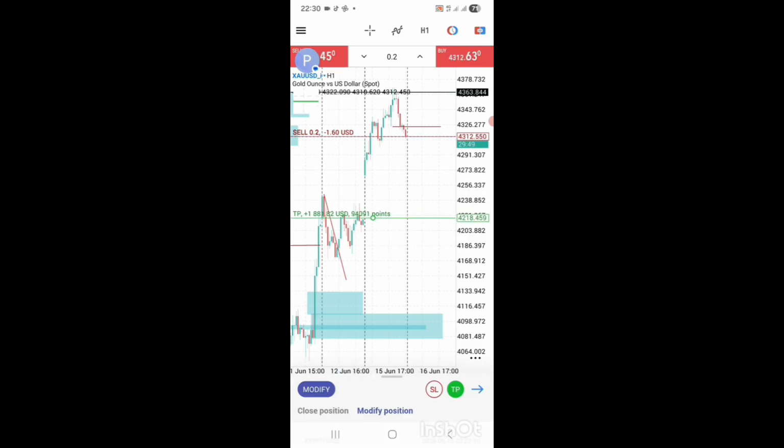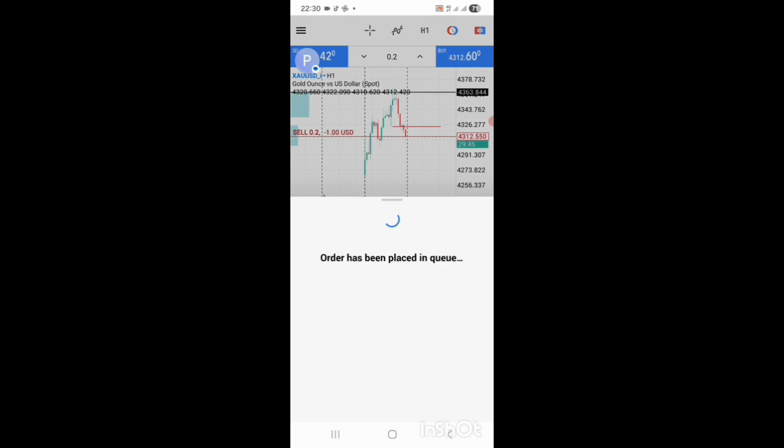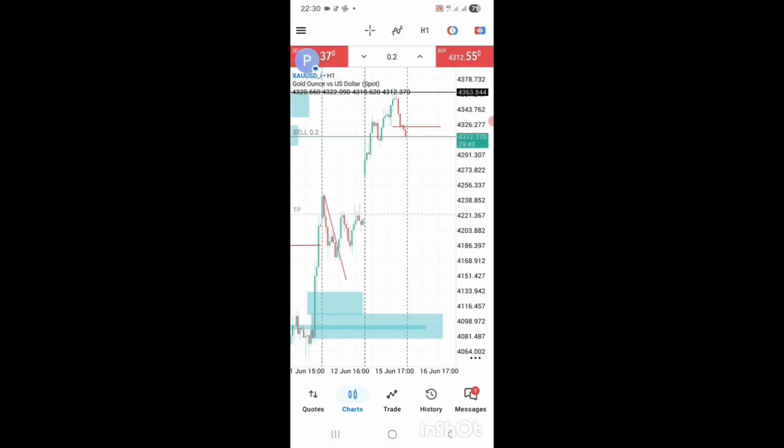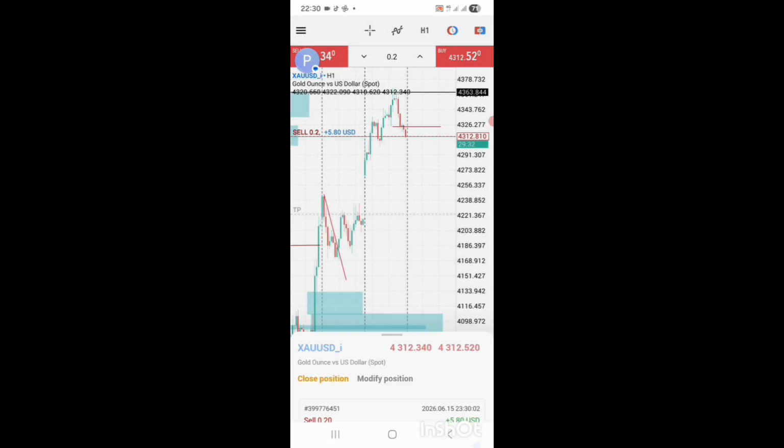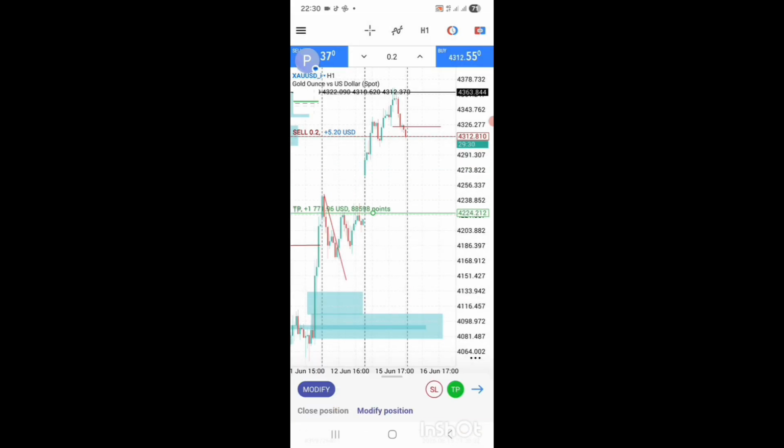Leave them here. It's also a resistance area. I'm gonna leave most of my TPs at that resistance area. I'm just gonna leave one or two to the downside. It's not worth it. I've already lost a lot.